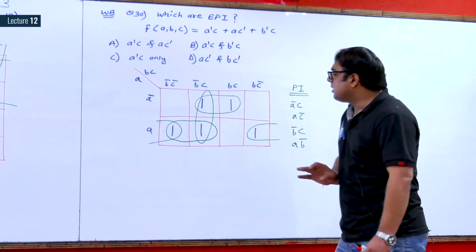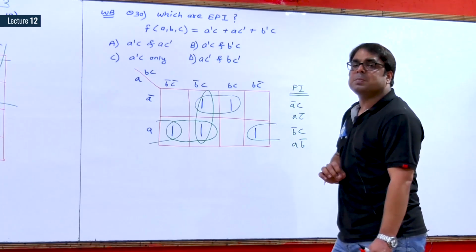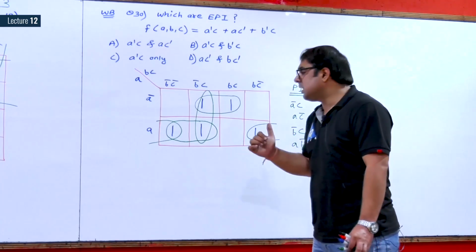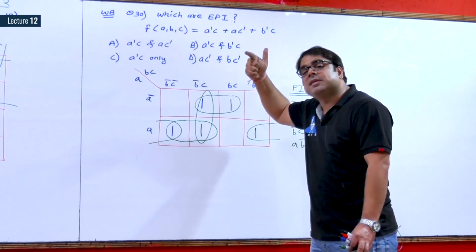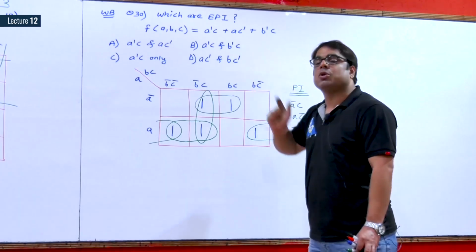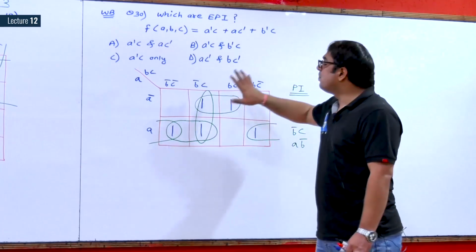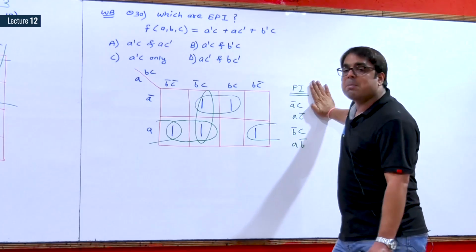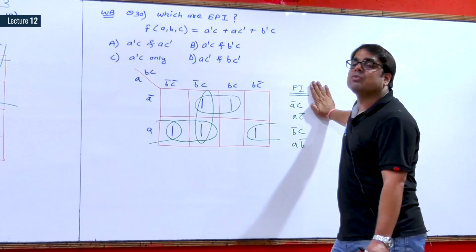No other groups are possible for this K-map. Please do not look at this by the concept that you are making groups in the K-map for minimization. Don't look by that concept. Prime implicant means best possible group. A pair is a best possible group if it is not part of a quad.